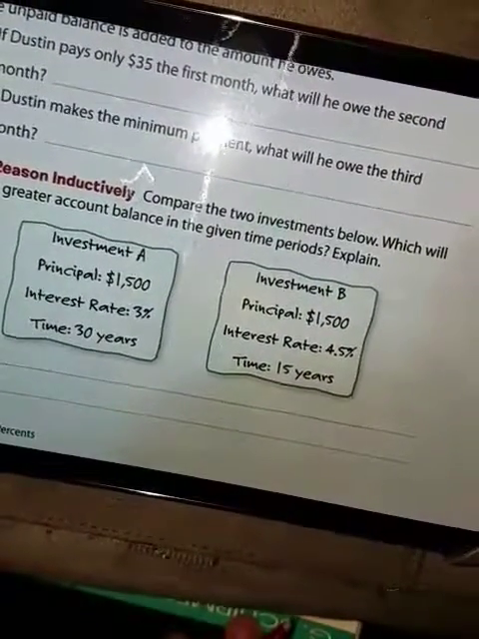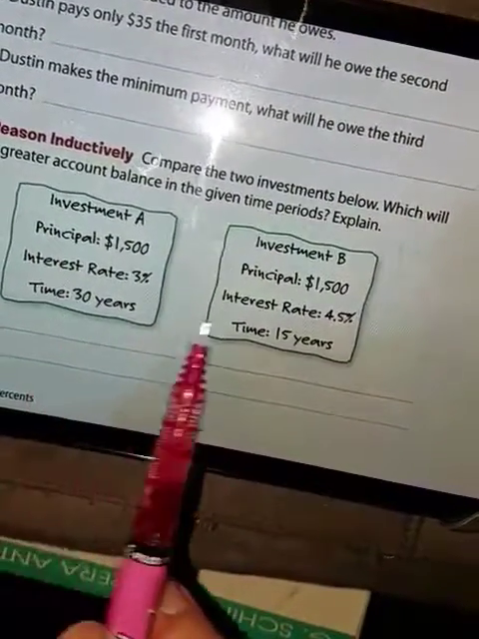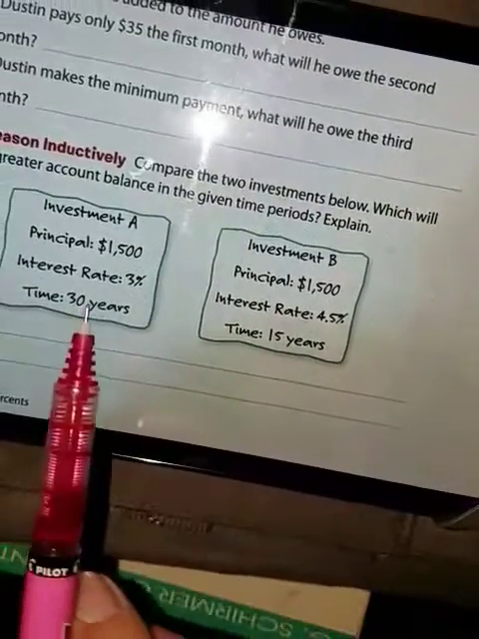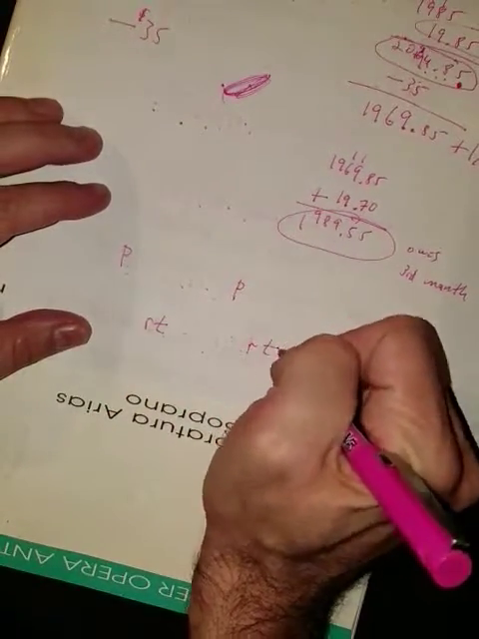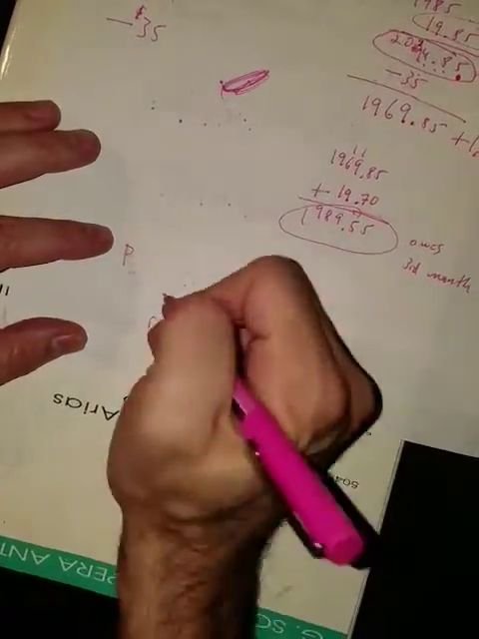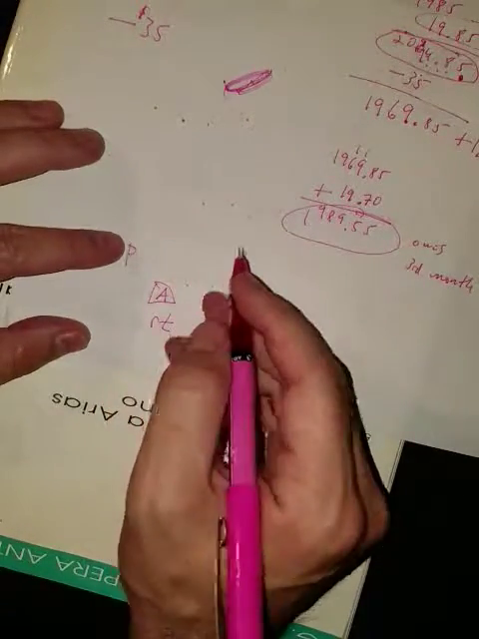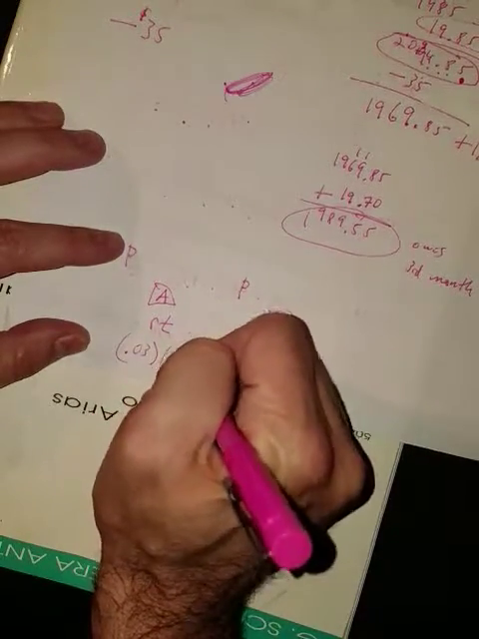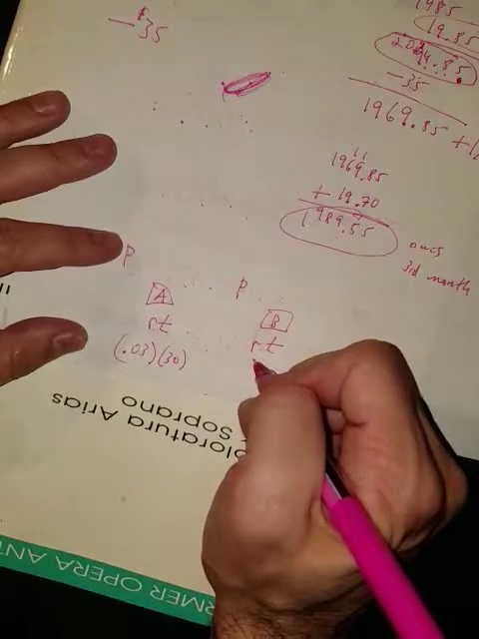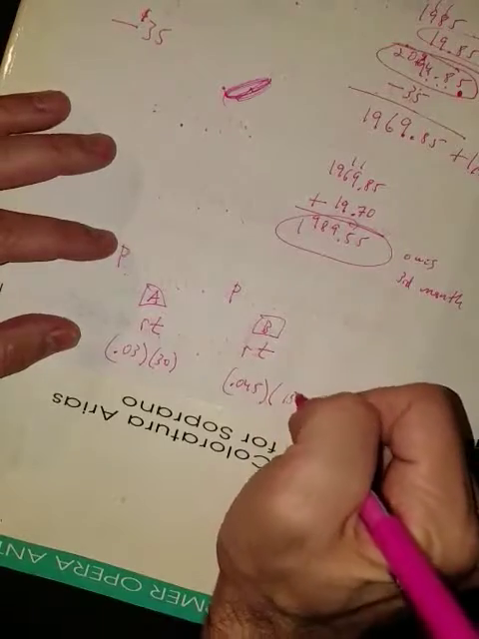So that's easy. The rate is lower here, but the time is higher. The rate is higher there, but since P is the same for both, we just have to see which RT is higher. The RT of investment A, so here's A, here's B. For A, the interest rate is 3%, so 0.03, and the time is 30. For B, the R is 4.5% or 0.045, and the time is 15 years.